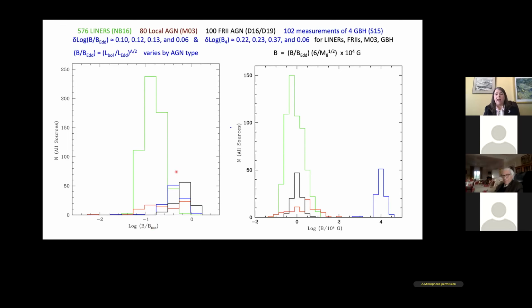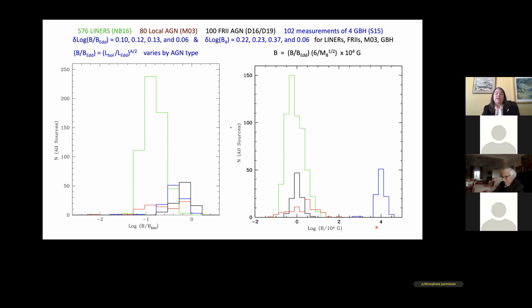by AGN type, and that is expected and had already been reported by Ho, that basically AGN type is related to the quantity L_bol over L_Edd. Now, when we multiply this by B_n to recover the magnetic field strength, we have this very interesting result that the AGN are lining up here at around 10 to the 4 Gauss, and the stellar mass black holes are lining up at around 10 to the 8 Gauss.